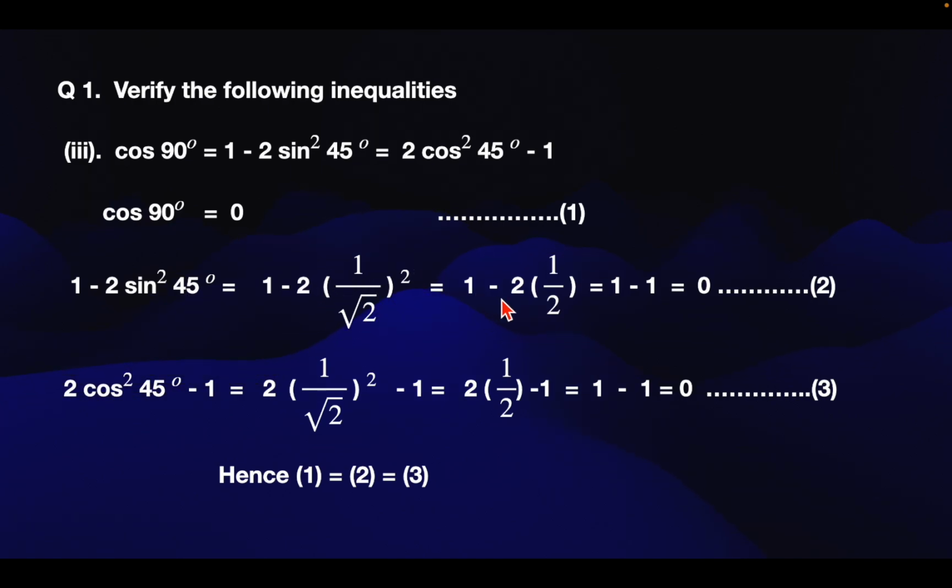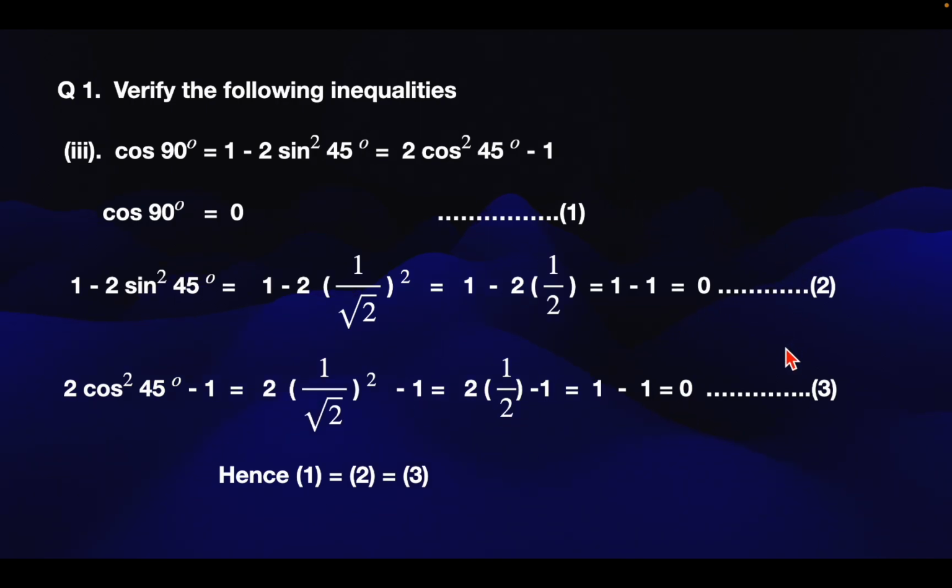Okay, 1 minus, this is 1 upon 2. Root 2 into root 2 is 2. Okay, so write it down, 1 upon 2. It will get cancelled. So 1 minus 1 is equal to 0. Similarly, you can do for 2 cos square 45 degree minus 1. So substitute 1 upon root 2 here and then simplify, you will get the answer as 0.